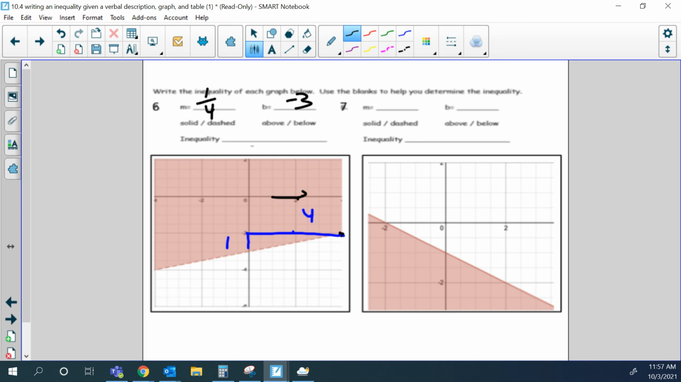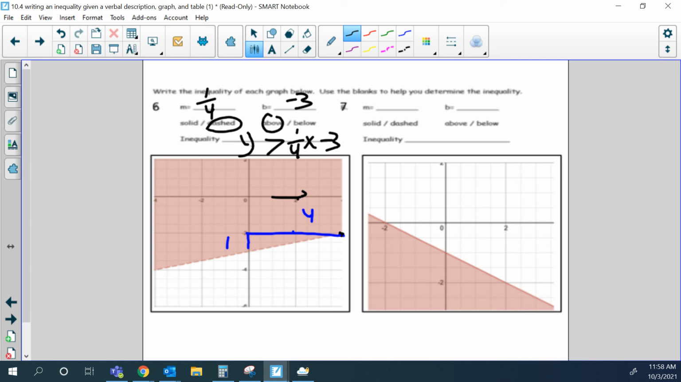My line is dashed. That's a dashed line. And the solution area is shaded above the line. And so my inequality is going to be y is greater than 1 over 4x minus 3.